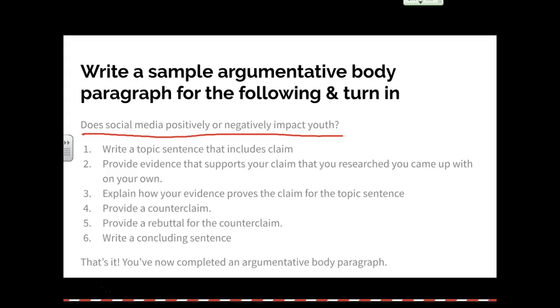Argumentative body paragraphs are so challenging because it's so formulaic. There's all these elements you have to hit with the counter and the rebuttal and the evidence. That's why it's difficult. It's not that it's difficult to come up with these things. It's just making sure you hit every element. So as long as you guys follow the formula, you are 100% fine. Got it? Okay. So you guys are working on this now.